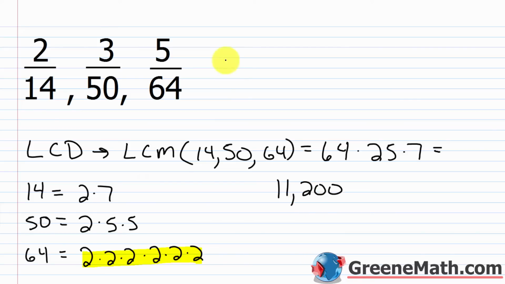So that's going to be your LCD. So your least common denominator is going to be equal to 11,200.